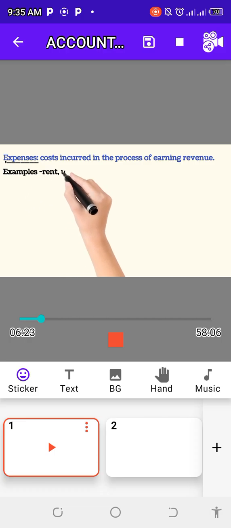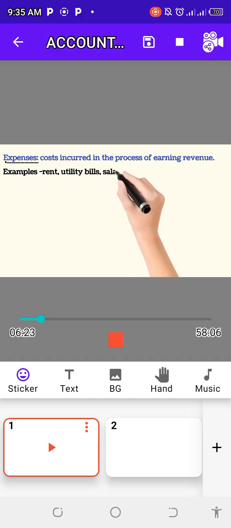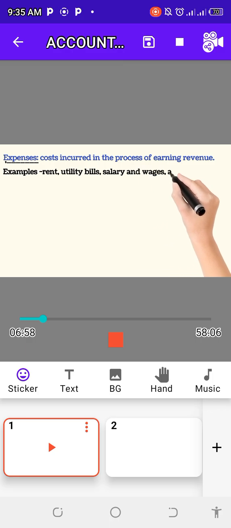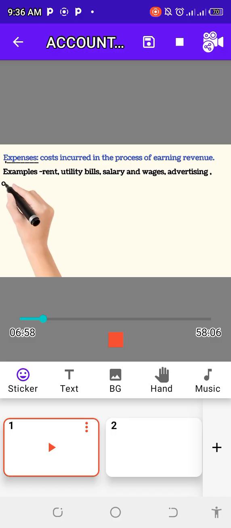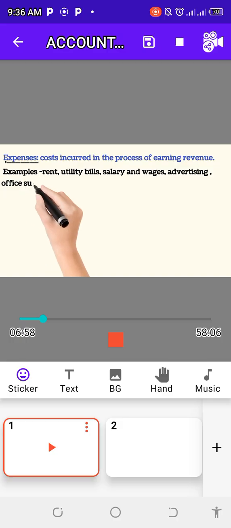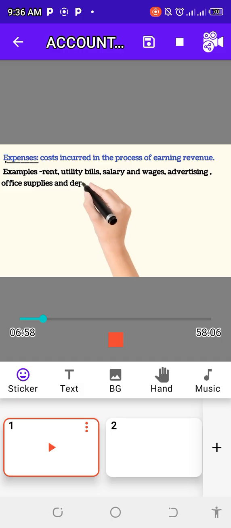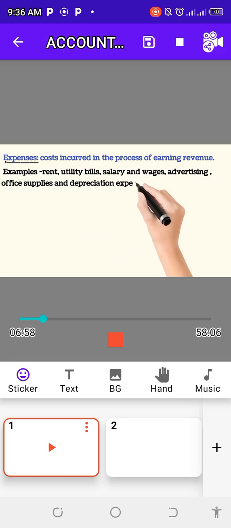Let's take examples of expenses. Take a few of them: rent expenses, utility bills, salary and wages, advertising expenses, office supply expenses, and depreciation expenses, and so on. These are a few examples of expenses.